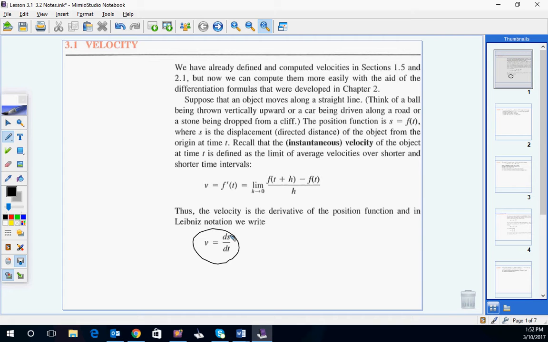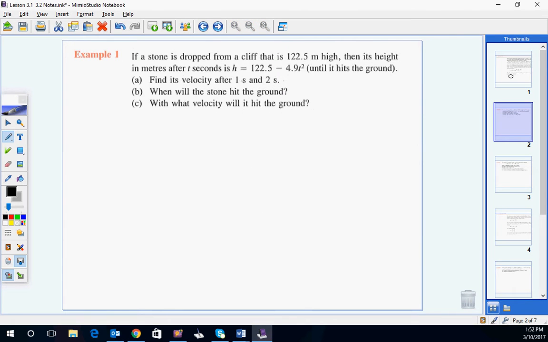Okay, so the first example here: a stone's dropped from a cliff that's 122.5 meters high. Then its height in meters after t seconds is h = 122.5 minus 4.9 t squared, until it hits the ground. Find the velocity after 1 and 2 seconds. When will the stone hit the ground? And with what velocity will it hit the ground?